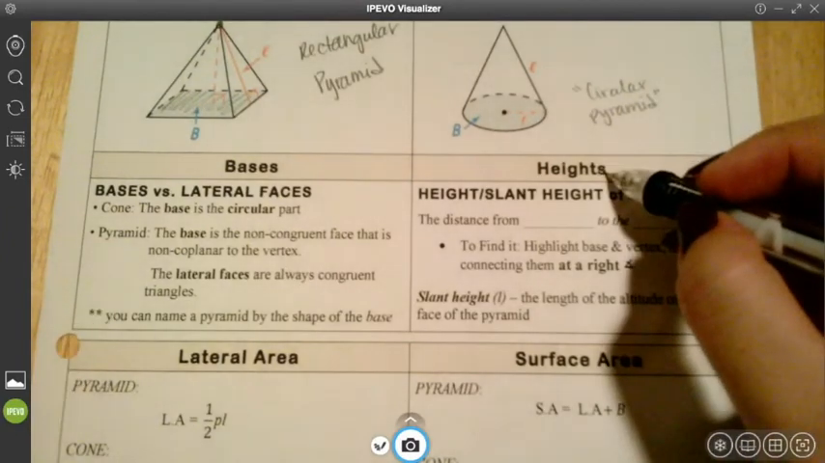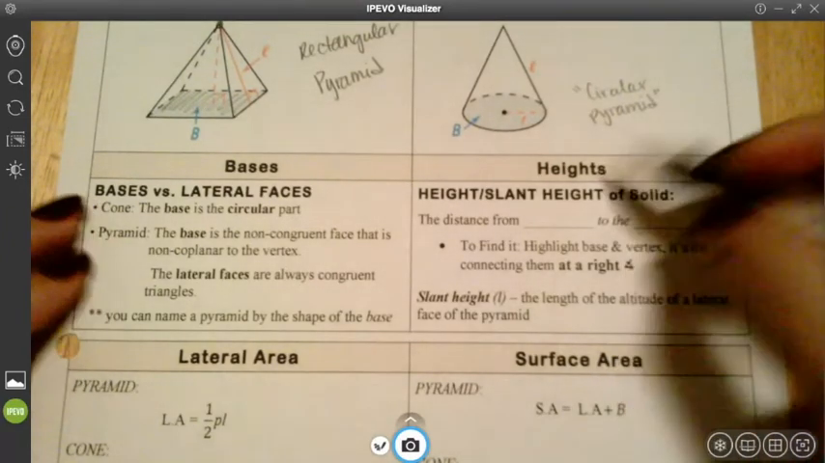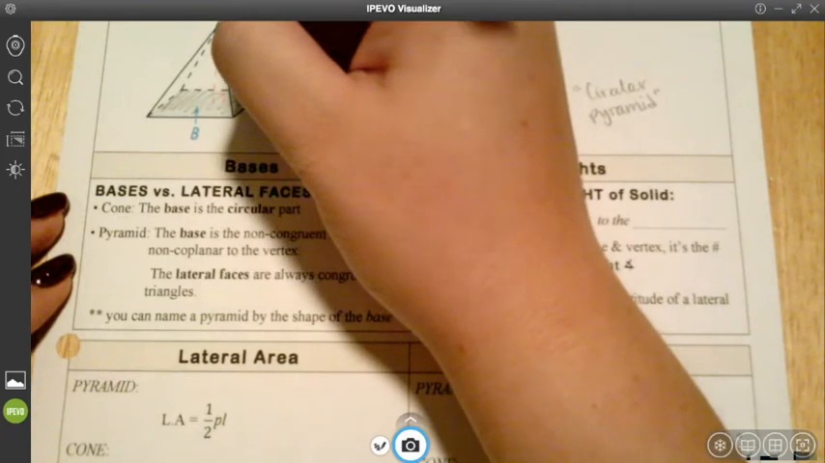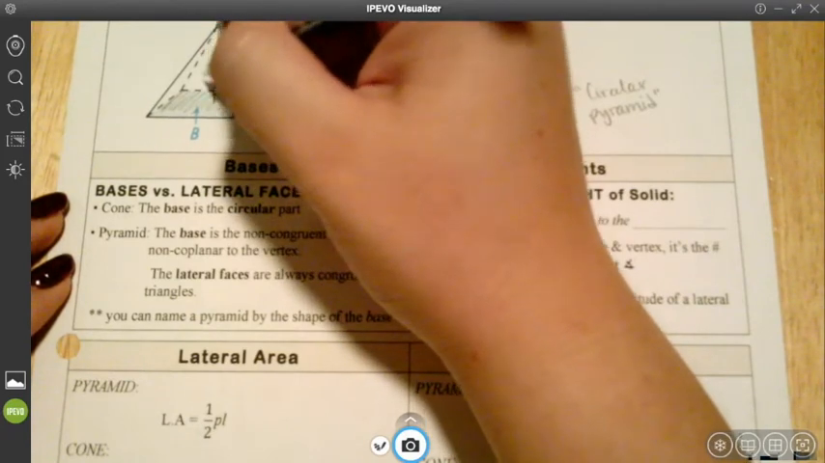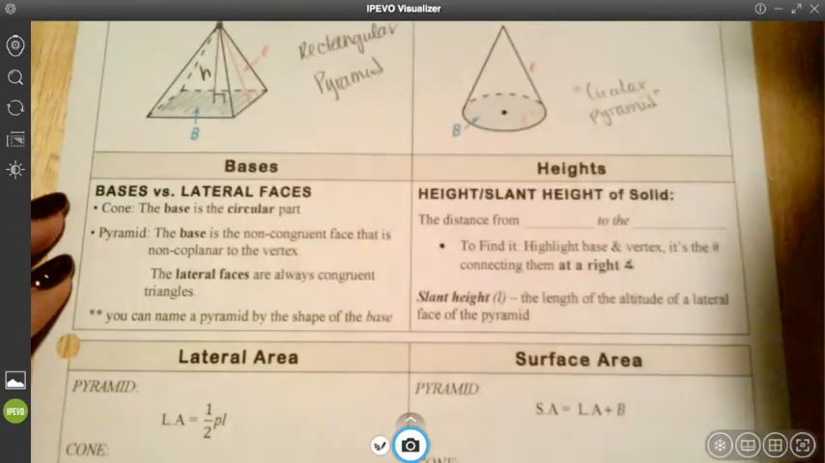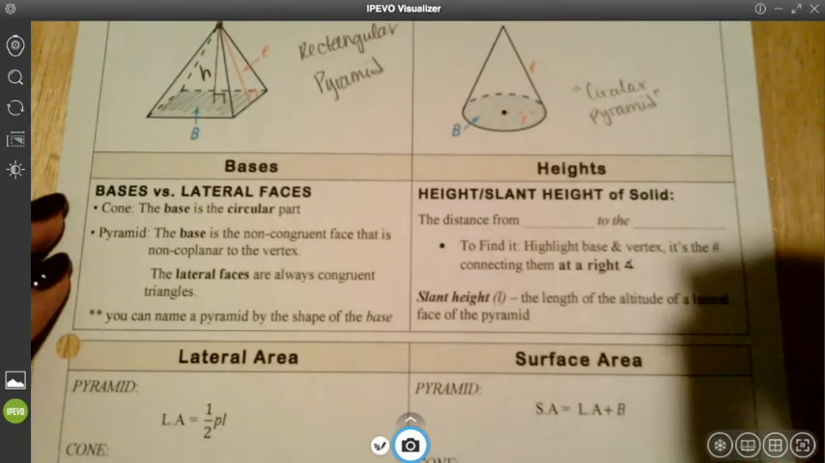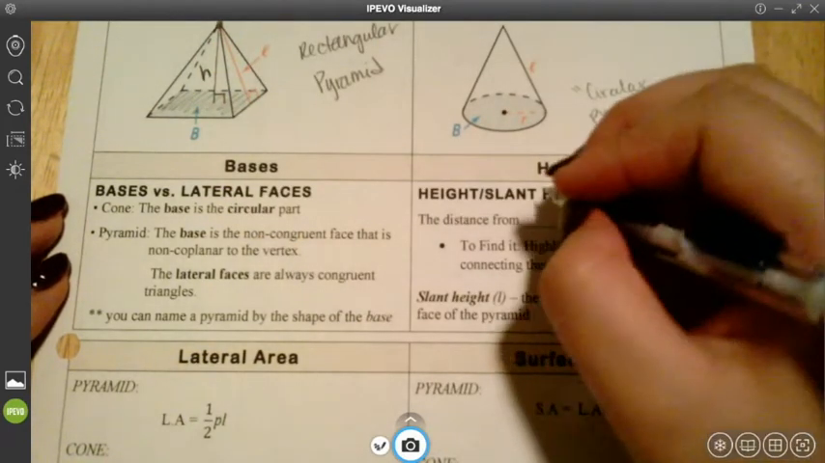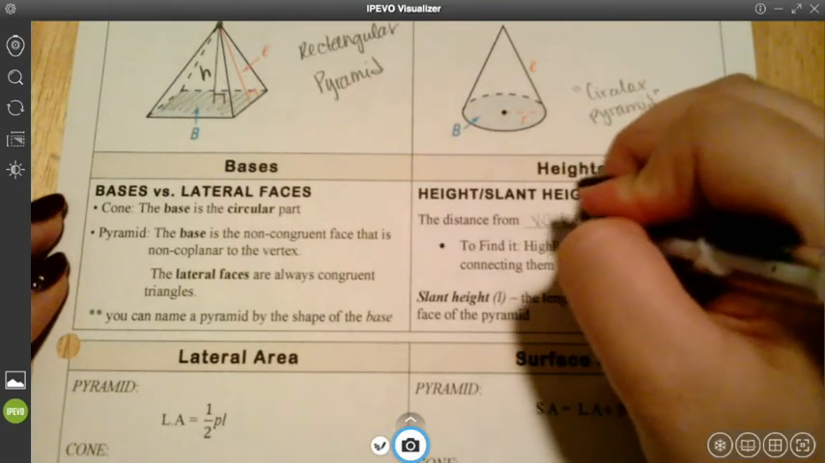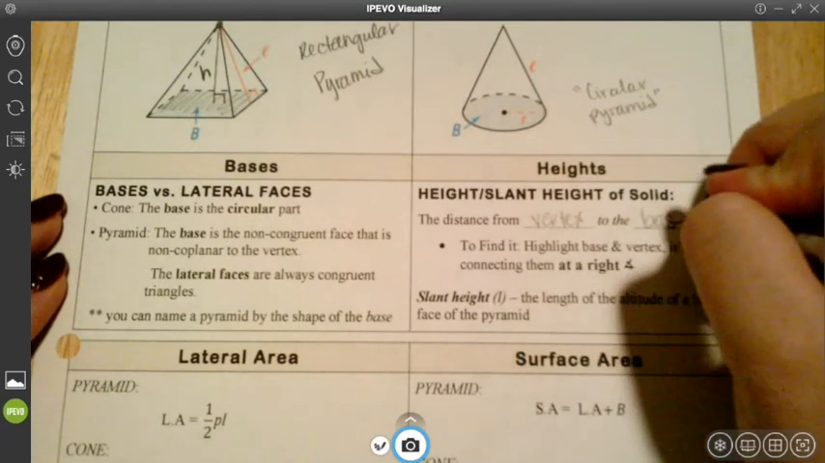For heights, we have 2 different types of heights for these. So we have the height that goes straight down from the vertex to the side. That's our normal type of height. It's a perpendicular height. So the distance from the vertex to the base is the height.